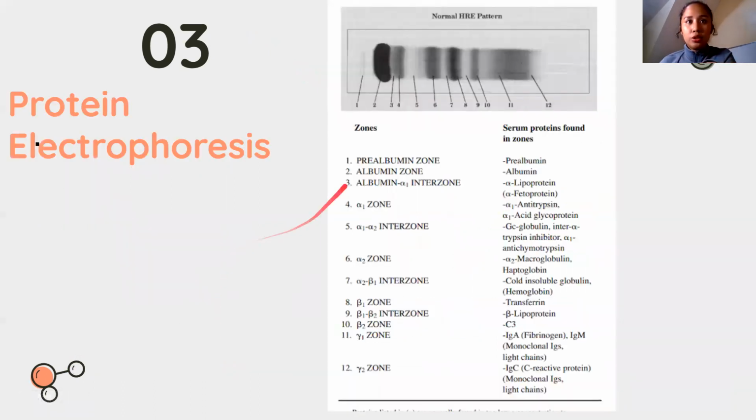Class, these are our zones. This is a densitometric pattern. The density could be measured by densitometry. Number 1 is pre-albumin, the very first. Number 2 is the albumin zone. Number 4 is the alpha-1 zone, with alpha-1 antitrypsin, alpha-1 glycoprotein, and so on.